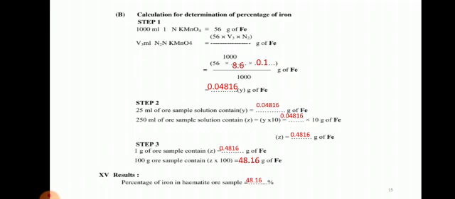What is the 56? It's the atomic weight of iron. So accordingly we are going to do the calculation. You are going to note down this calculation in your notebook.